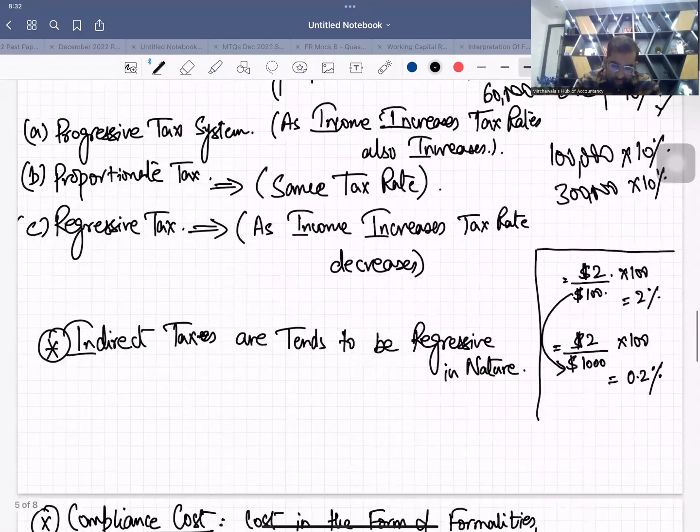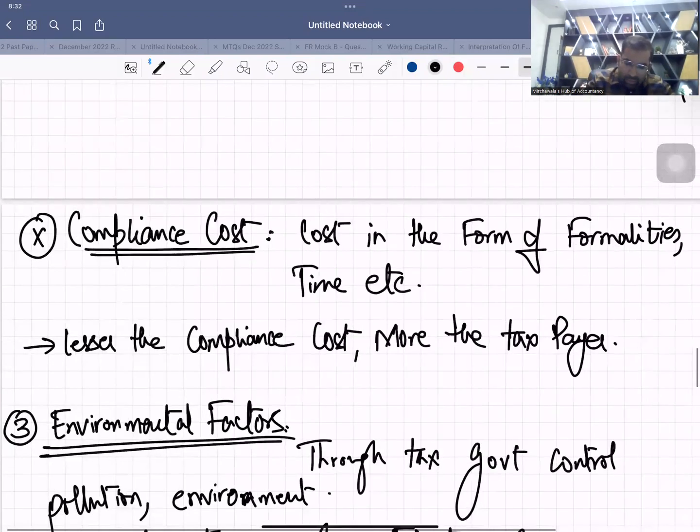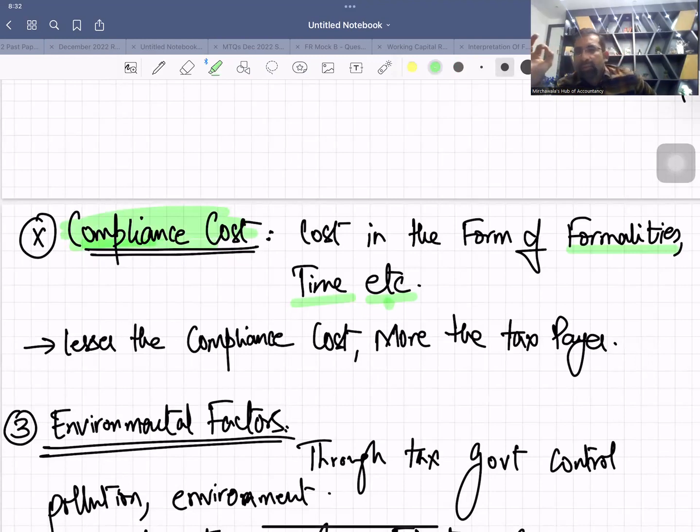Now there is one word which we call compliance cost. It is also written in the book. Compliance cost means cost in the form of formalities, time, etc. For example, let us say you have to pay the tax. What is the procedure? First, go to this department, take one form, get it signed with the 18th grade officer, then go to this window, then this. If there are a lot of formalities before paying tax, people will run away from this tax system. People say we don't have that much time for formalities.